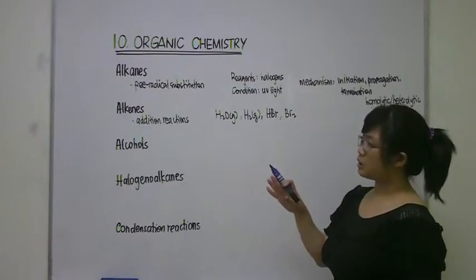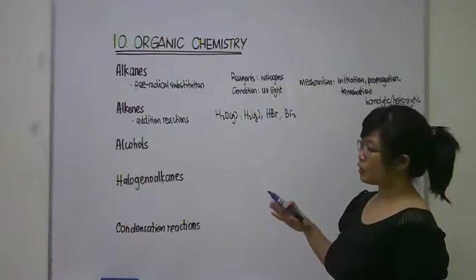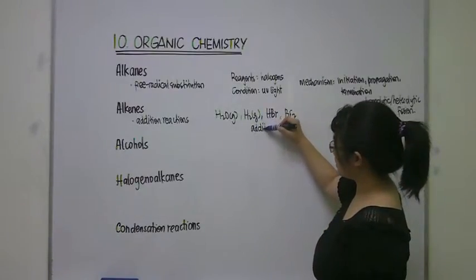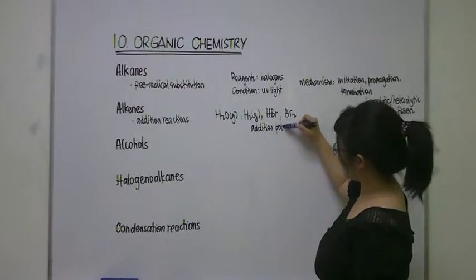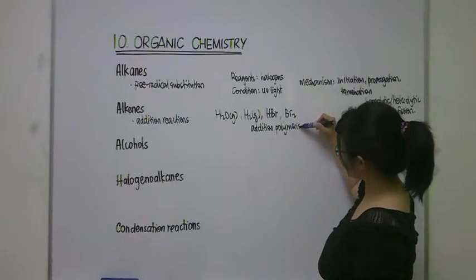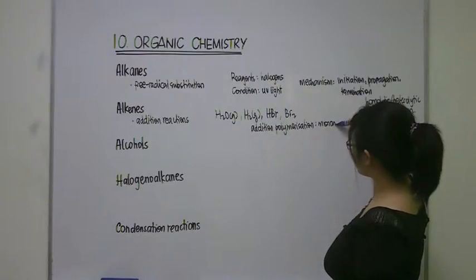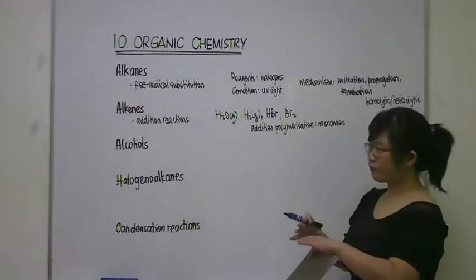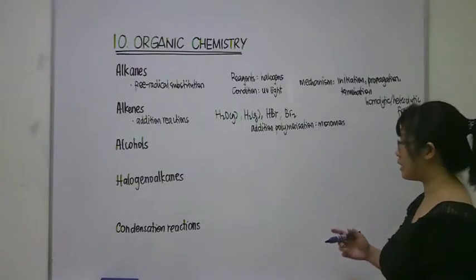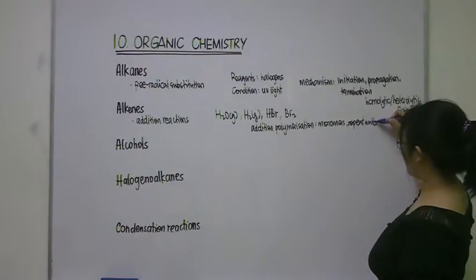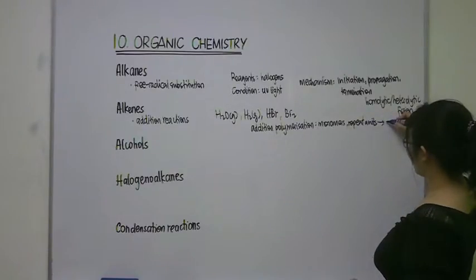Also here, you need to be talking about addition polymerization, in which you should mention about monomers and how from the structure of the alkene you can deduce the repeat unit, and giving the structure of the polymer itself.